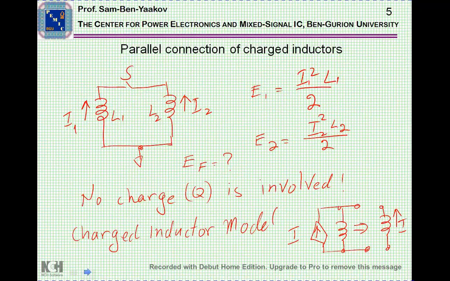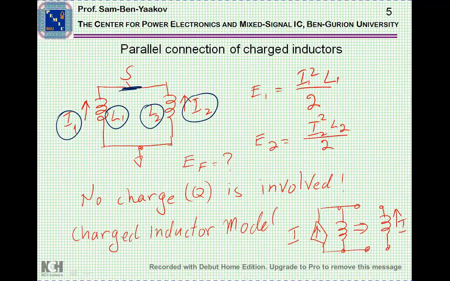Now we go to the problem of two inductors. We have two inductors, L1 and L2, with, in the general case, different initial currents, and now they are connected in parallel. Well, in this case, there is no question of charge. There's no charge balance involved.